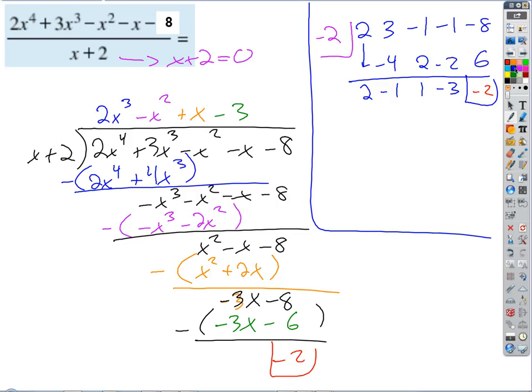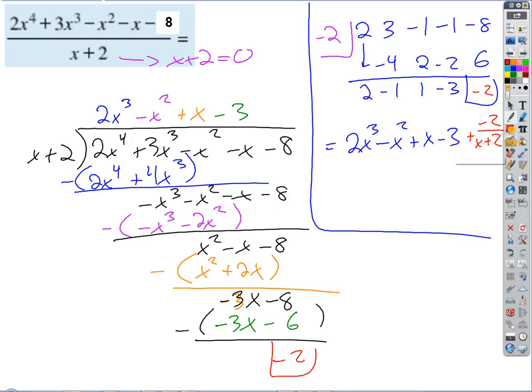So what this means is that the answer is 2, that's going to be the x cubed. 2x cubed minus 1x squared plus 1x minus 3 plus negative 2 over x plus 2. I like that way. That's way easier, isn't it? That's called synthetic division.